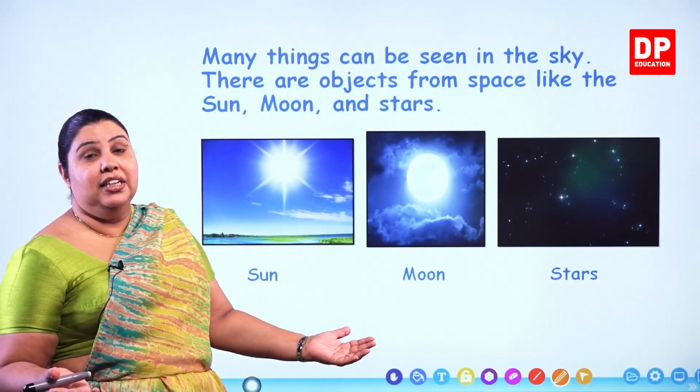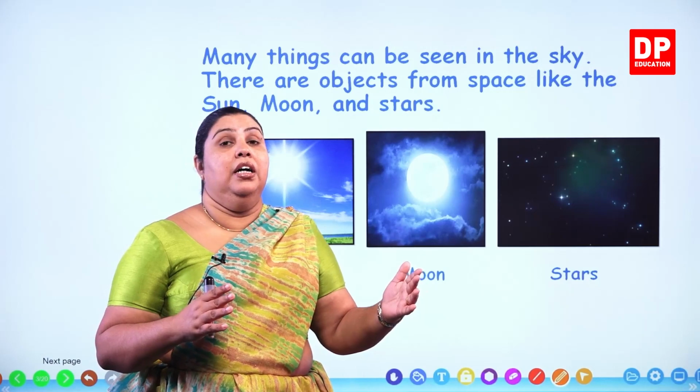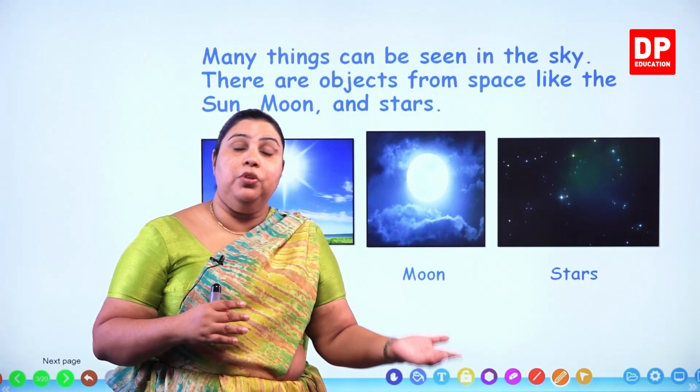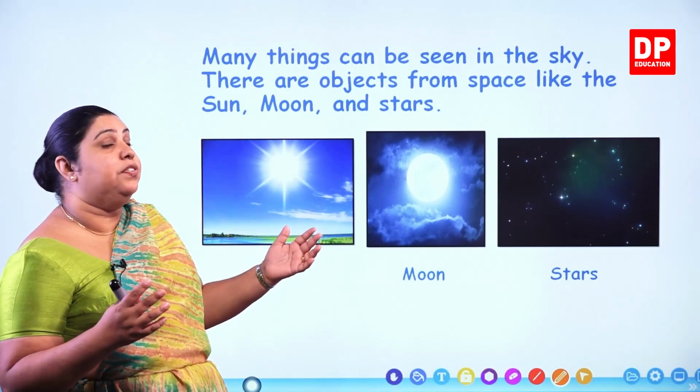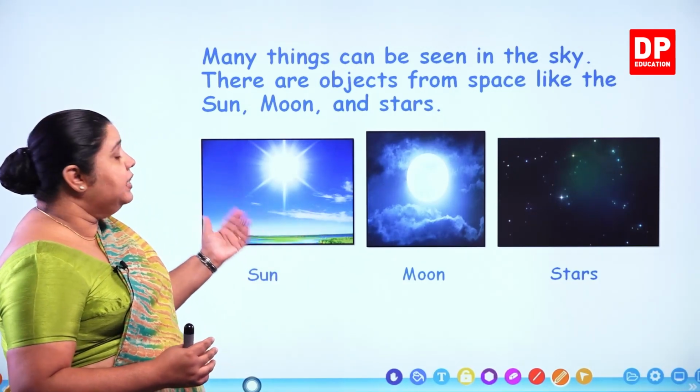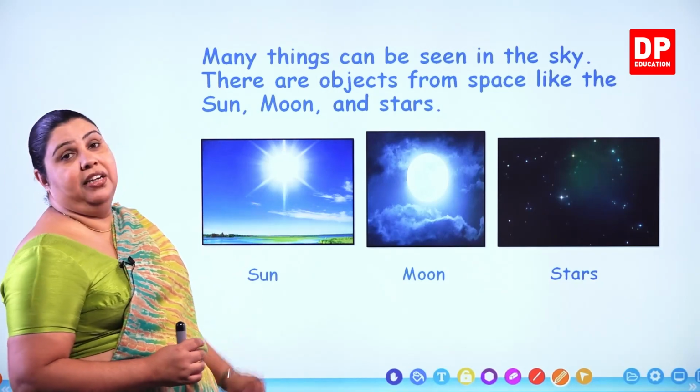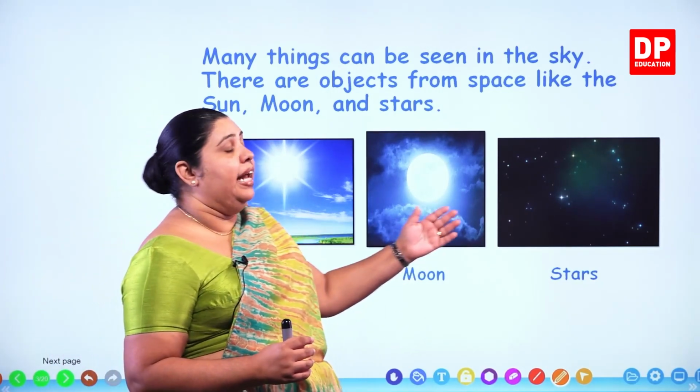What are the things? Now as we spoke about these things in our pupils book, we already know. What are the things that we see in the skies from the space? The sun. The moon and the stars.